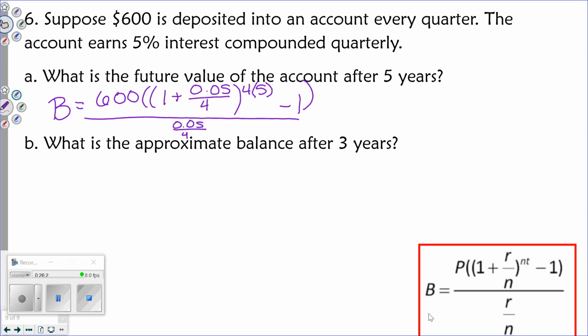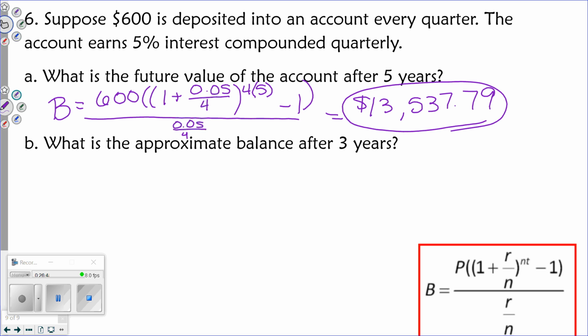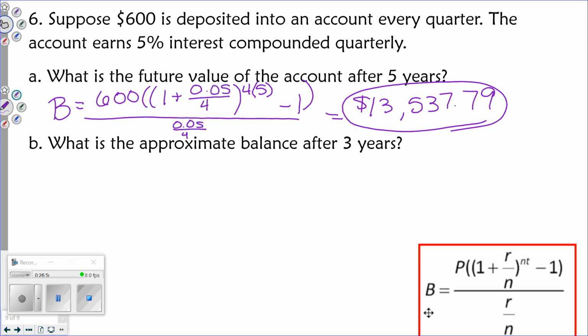Now, wait, hold on. Okay, I'll hold off. How long do I have to hold off, Joanne? You got it? Nervous? $13,537.79. Yeah? Did you get it? Oh, that's not separate.